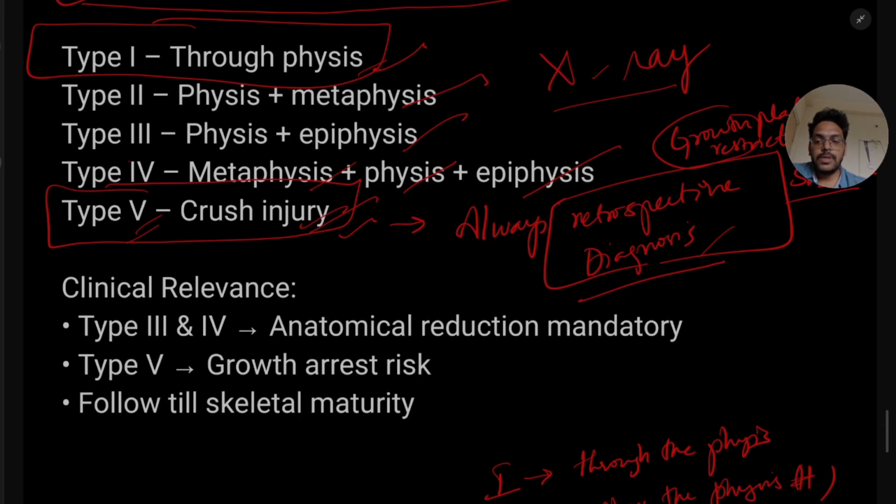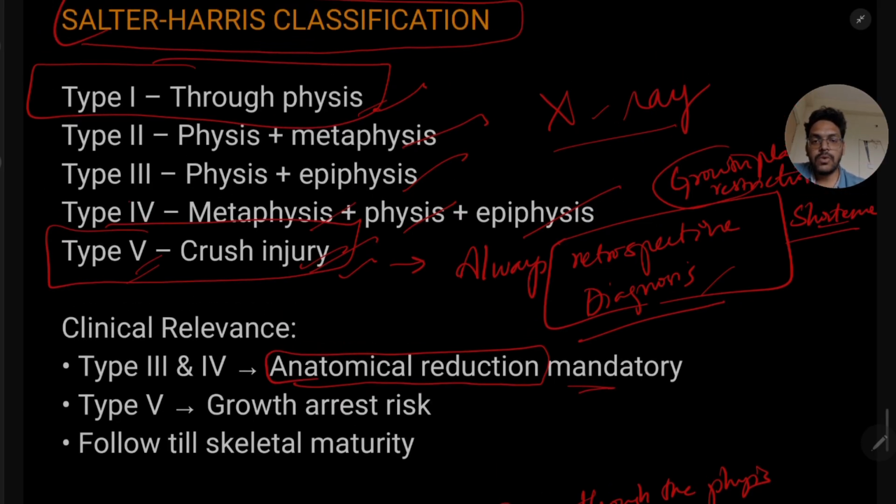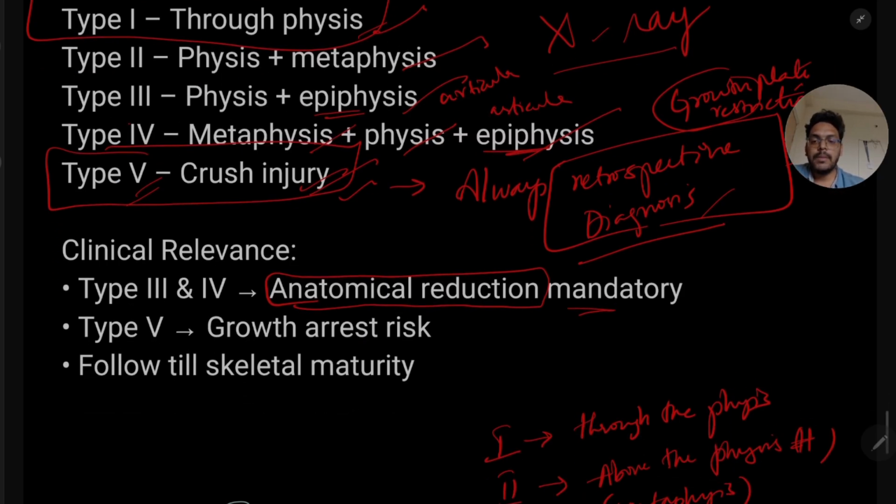So the clinical relevance of this is type 3 and 4. Anatomical reduction is mandatory because it involves the articular area. Both type 4 and 3 involve the articular area as the epiphysis is involved. So anatomical reduction is mandatory. Type 5, because of the crush injury, the growth plate is injured, so growth arrest is very much at risk. Hence you have to follow till skeletal maturity.